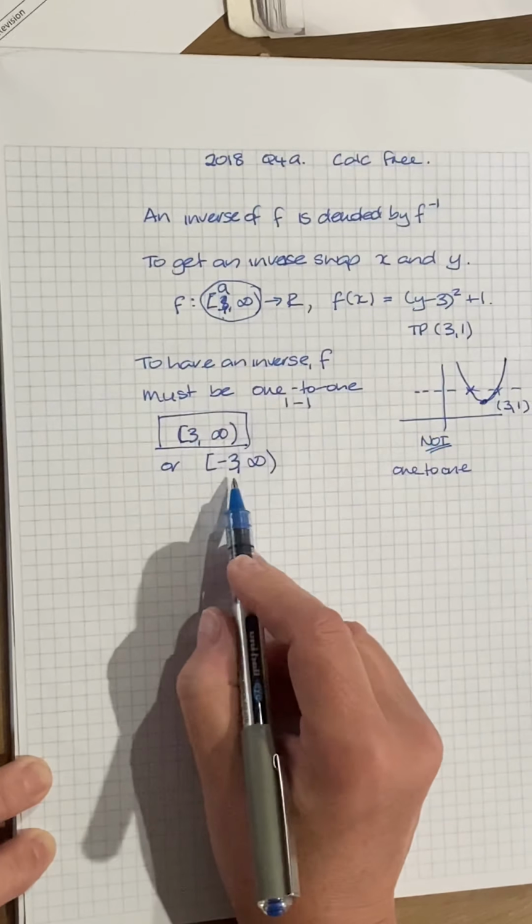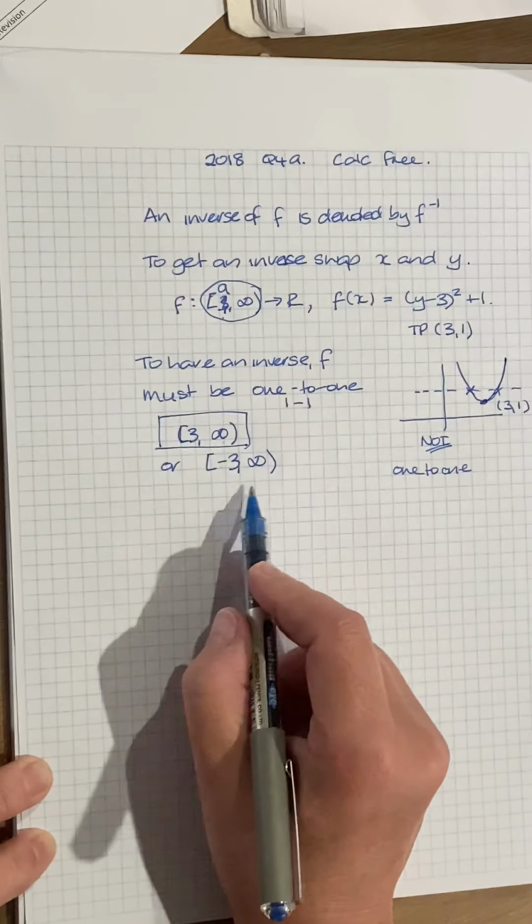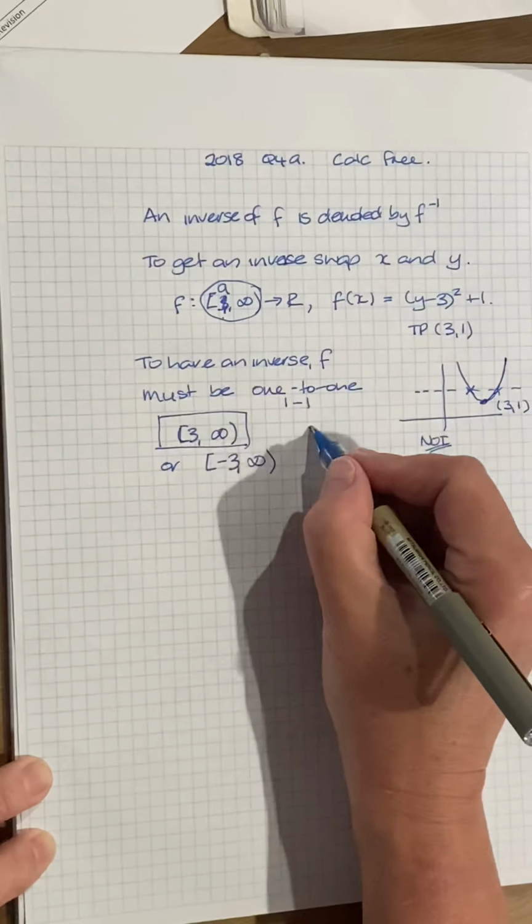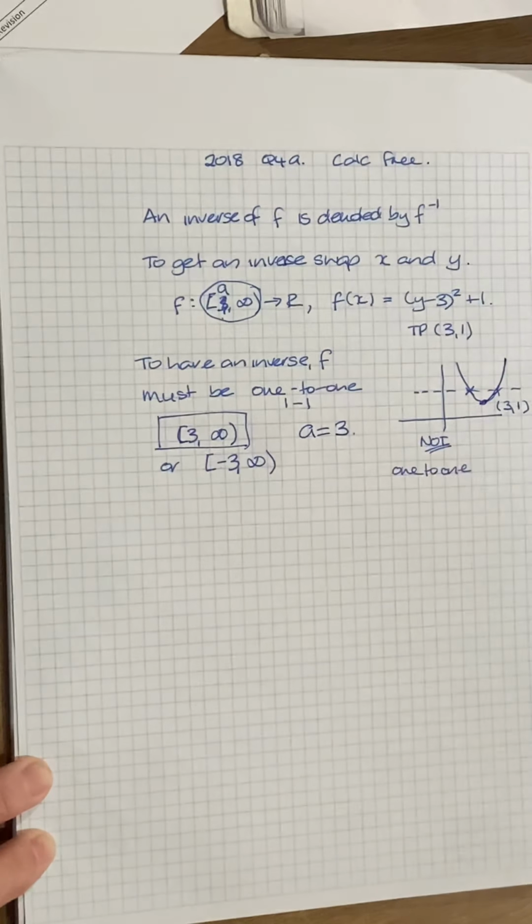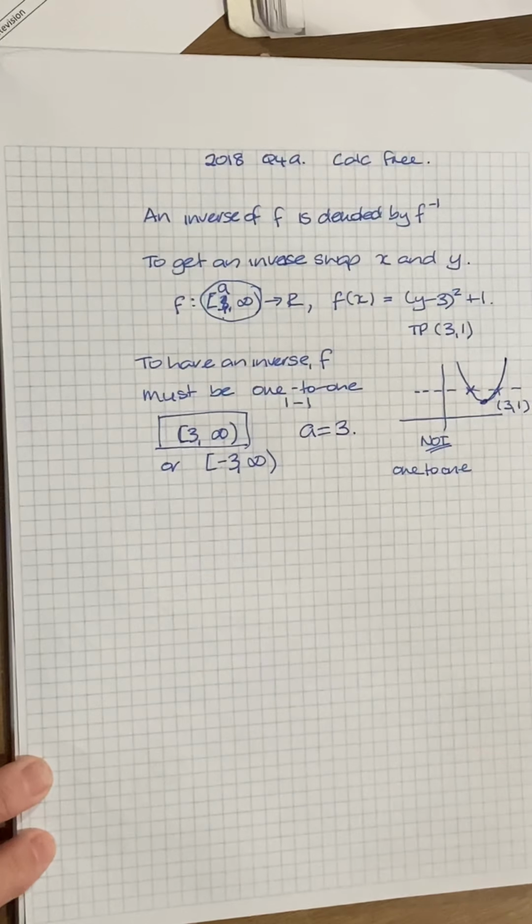In your question, it talks about negative a to infinity. So in this case, the value of a would be 3. So if you have a good look at the solutions in 2018 question 4, I think that might make a lot more sense to you now, once I've had a bit of revision on what a 1 to 1 function is.